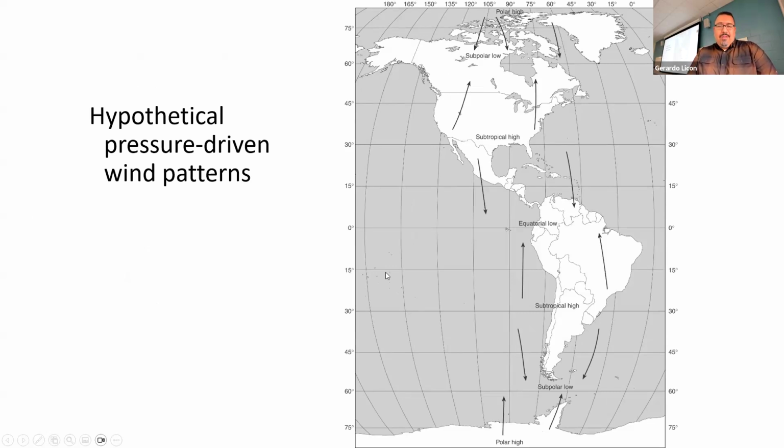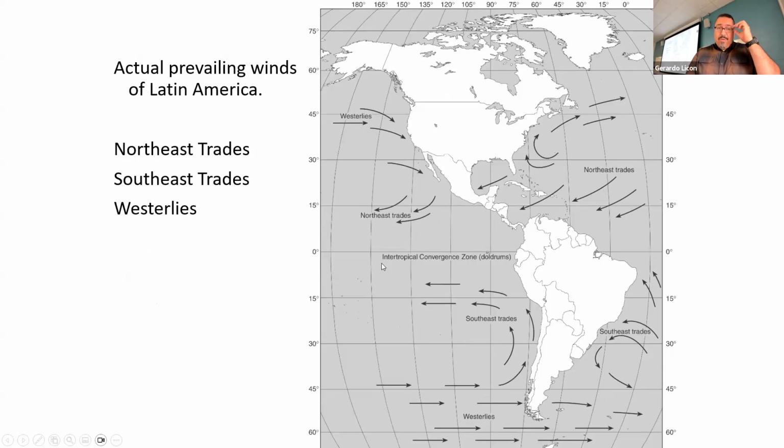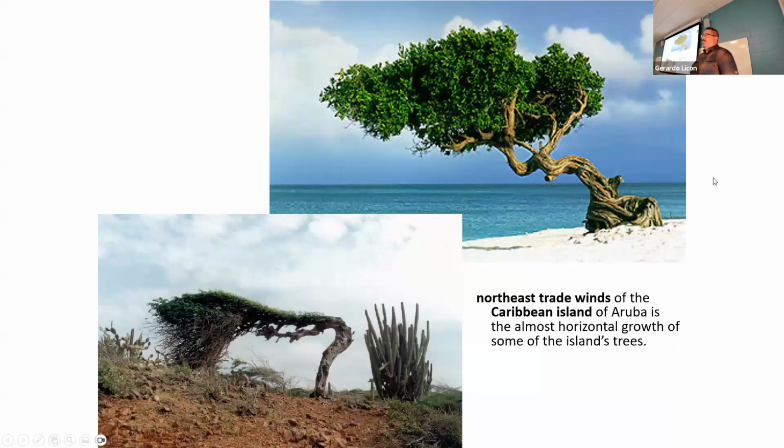But in reality, the real world, the prevailing winds are more complicated than that. These are the prevailing winds in the Americas. We have the westerlies coming from the west, the northeast trades coming from the northeast, southeast trades coming from the southeast, again, westerlies coming from the west. Some of these trade winds are so persistent that even vegetation like trees will kind of have no choice but to grow with that pressure of the constant winds.